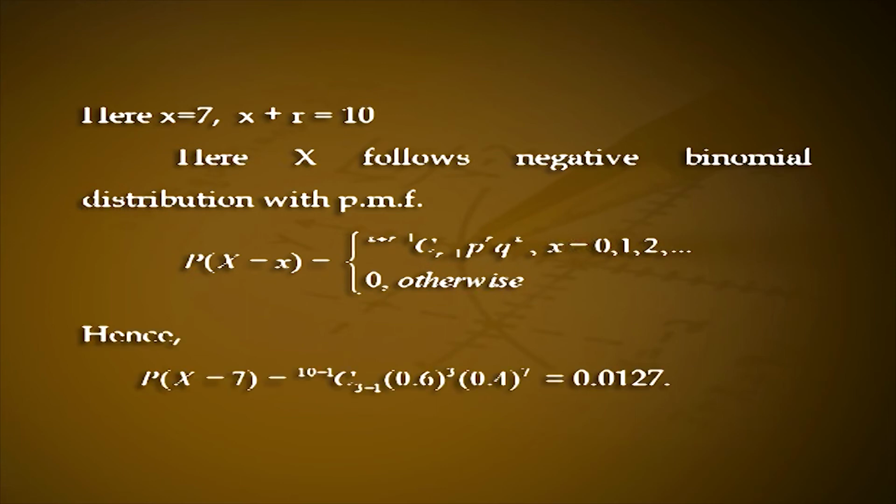Hence, p of x is equal to 7, that is 10 minus 1 C 3 minus 1, 0.6 cube into 0.4 raised to 7, that is 0.0127. Problem 11. A factory producing balls produces 3% defectives.